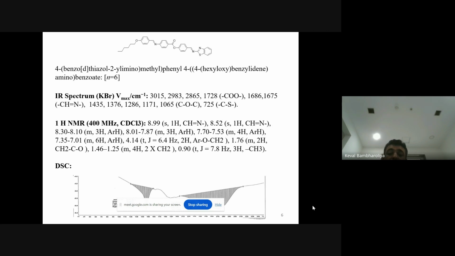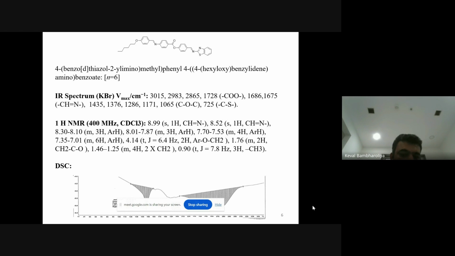And 4.14 triplet, that is of the CH2 attached to the oxygen. And 1.76 multiplet, that is the CH2 which is attached to the CH2 attached to the oxygen link. 1.46 to 1.25, that is a multiplet of 4 CH2 groups, and 0.90 at last is the CH3 group, the methyl group.